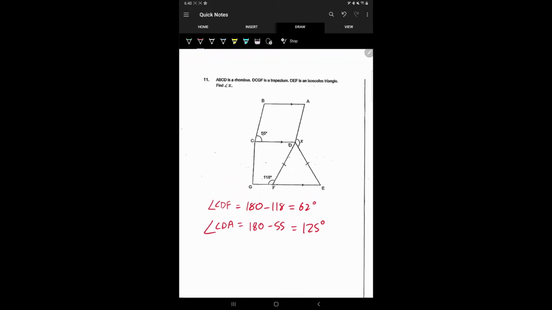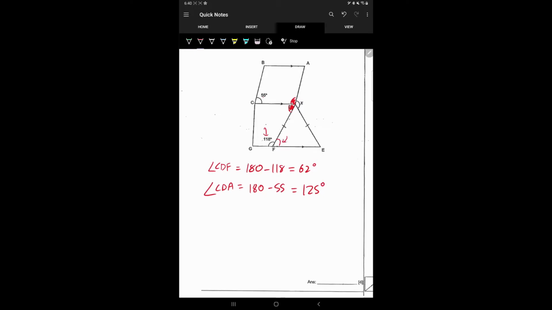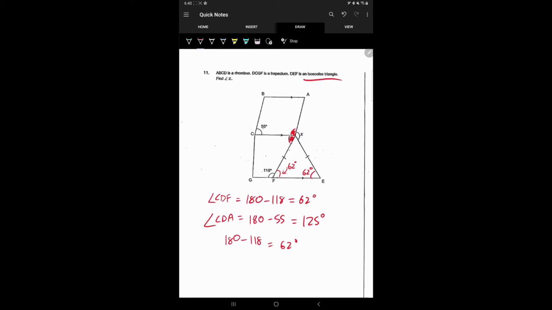So lastly, you already have this part, you also have this part. So now you need this part over here. If you take a look here, you know that it's a straight line, which means this entire angle is 180 degrees. They tell you that this is 118. So this thing right over here is just 180 minus 118, which is 62 degrees. This is also 62 degrees because it's an isosceles triangle, which means this angle is equal to this angle.